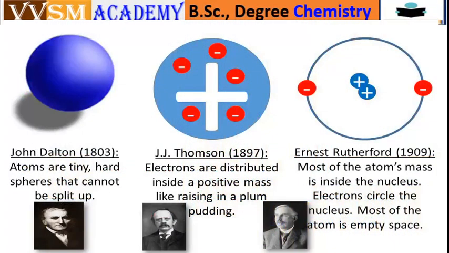John Dalton in 1803: atoms are tiny, hard spheres that cannot be split up. Sir J. J. Thomson, 1897: electrons are distributed inside a positive mass like raisins in a plum pudding. In 1911, Ernest Rutherford: most of the atom's mass is inside the nucleus. Electrons circle this nucleus. Most of the atom is empty space. These are the ideas about the atomic models given by John Dalton, J. J. Thomson, and Rutherford.